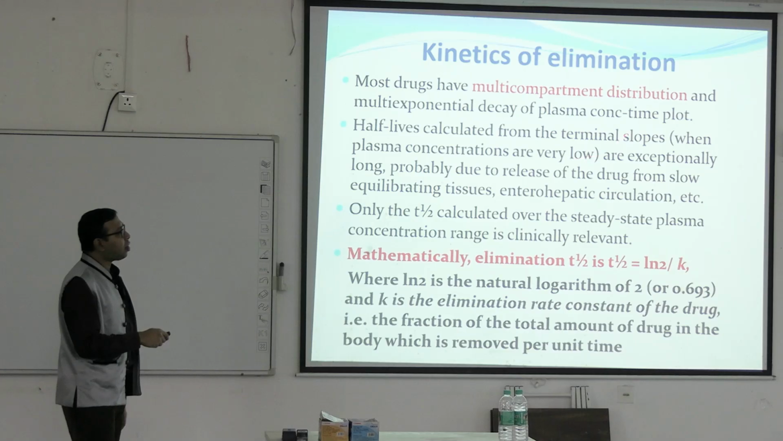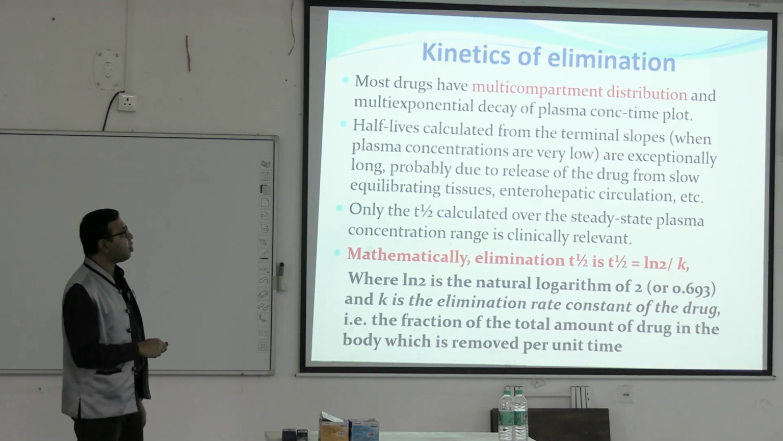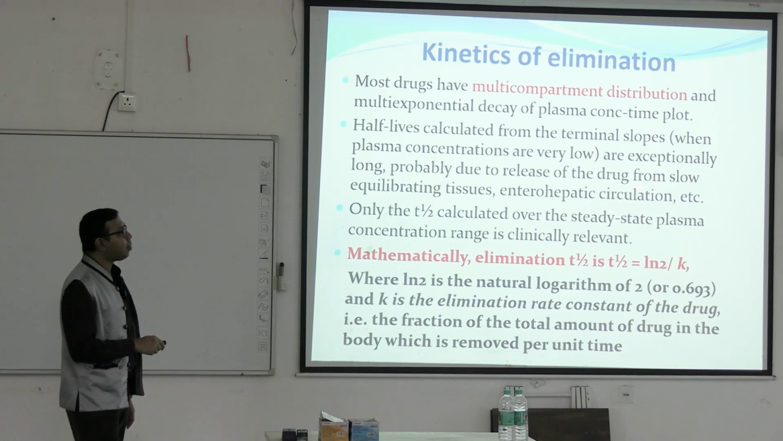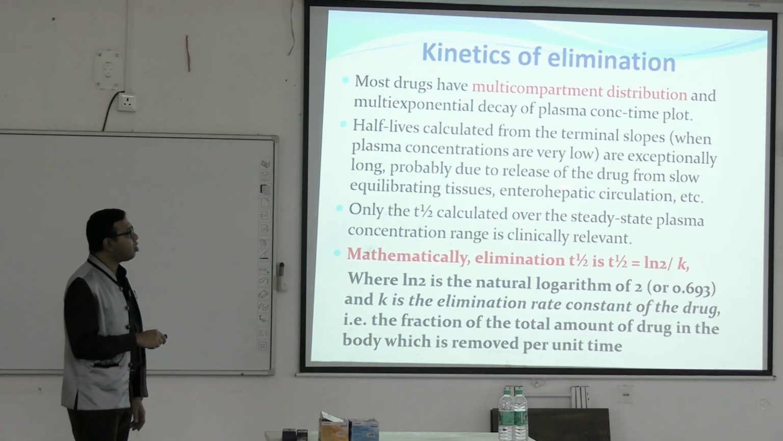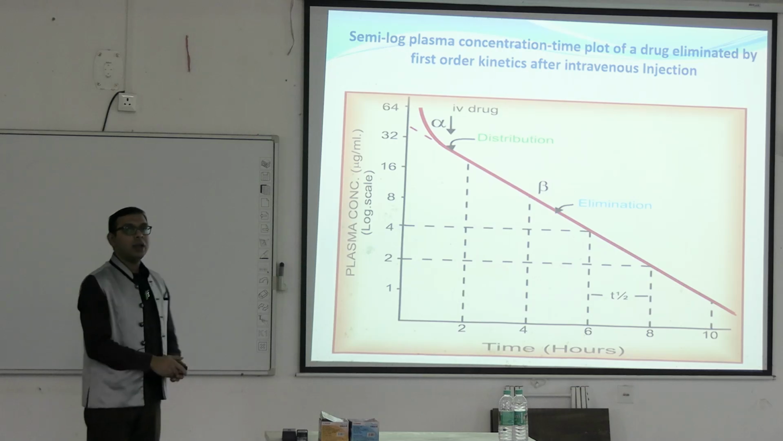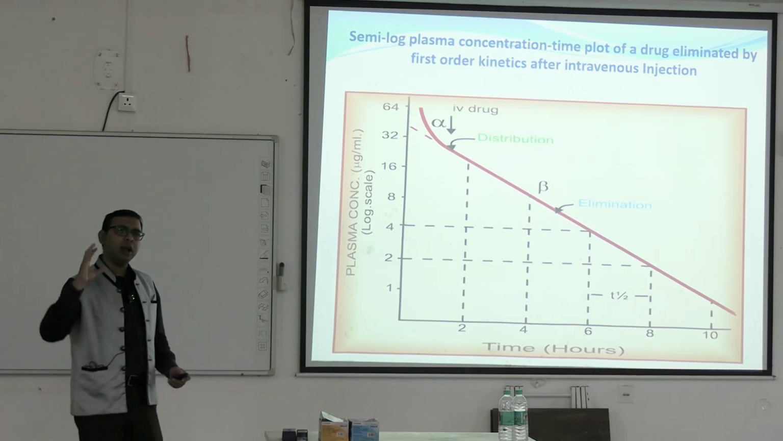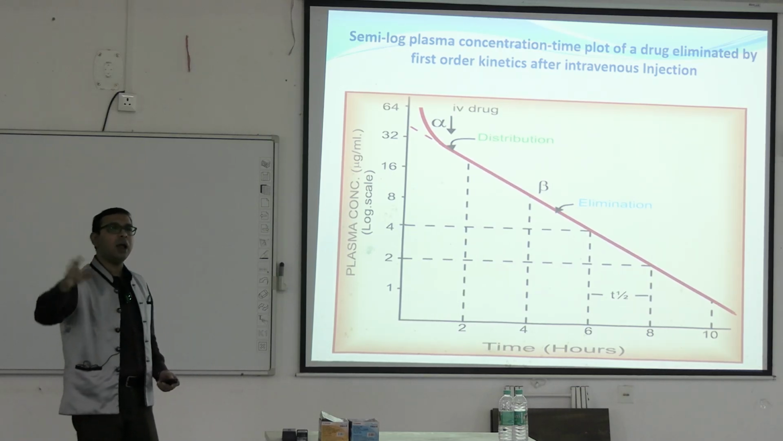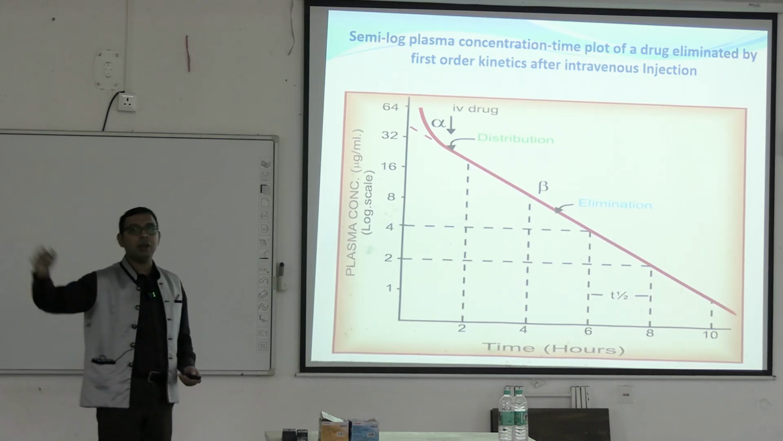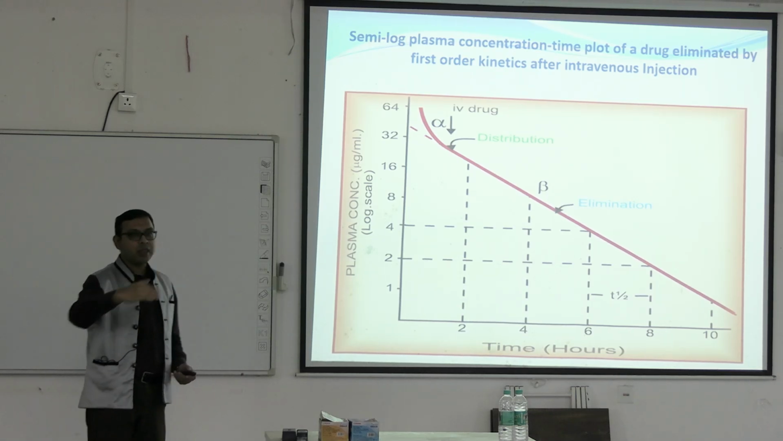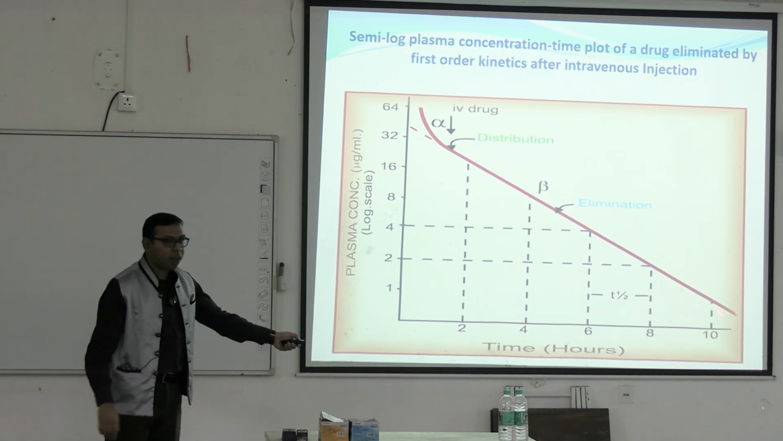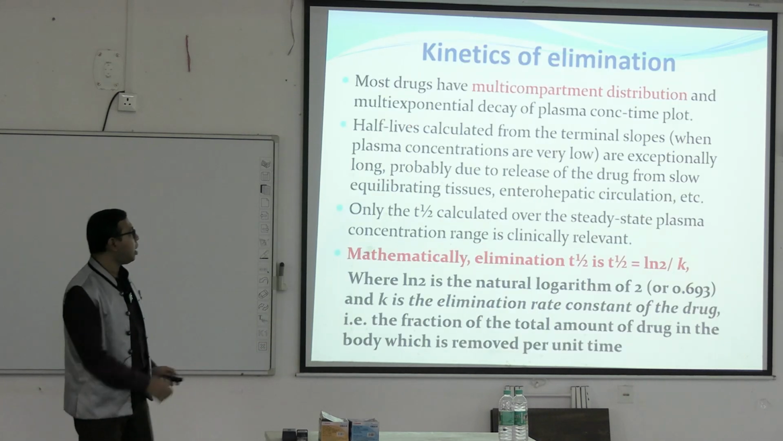Half-lives calculated from the terminal slopes when plasma concentrations are very low are exceptionally long, probably due to release of the drug from slow equilibrating tissues, enterohepatic circulation, etc. So what happens at the last? It is released from the deeper tissues where it is already present. So ultimately it takes time. That's why it is an exponential equation. In calculus you have read about exponentiality. It ultimately does not touch here, it just slopes like this.